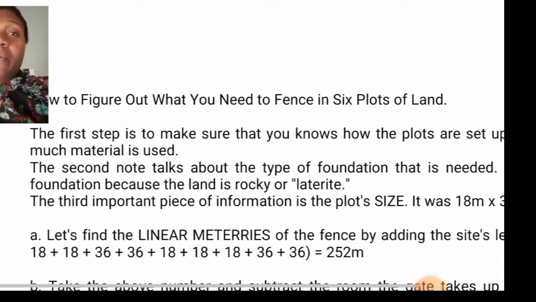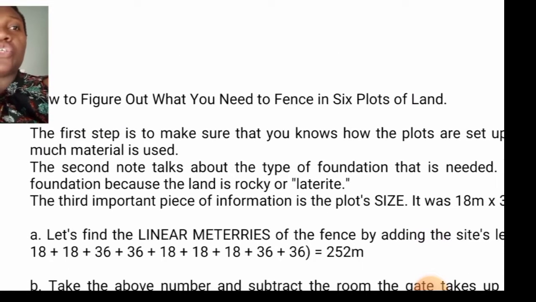Today we are going to talk about how to figure out what you need to fence 6 plots of land in Nigeria this year, 2023, with the present price of materials. A lot of you have been asking me for the prices of materials. I think that will be my video for tomorrow. I'm going to bring the prices of all the materials for you. So keep calm, I'm here for you. All right, let's dive into the video.